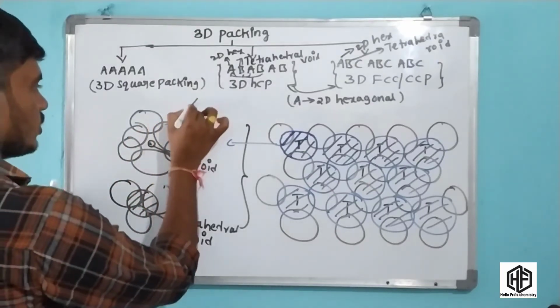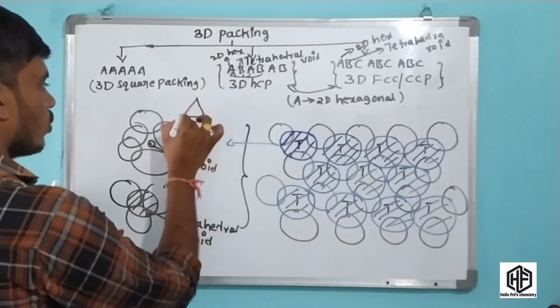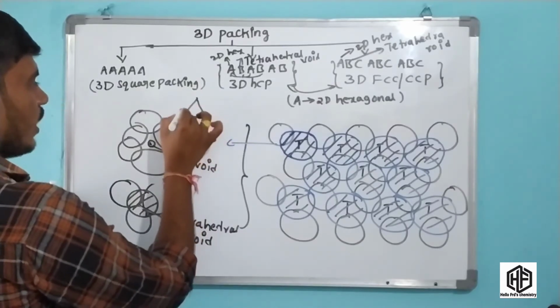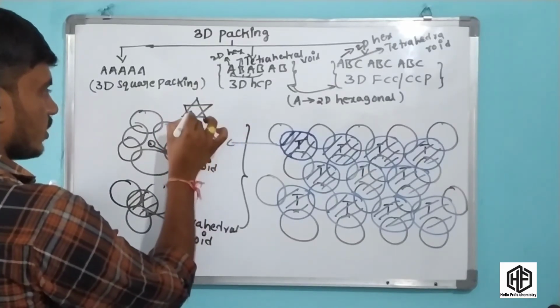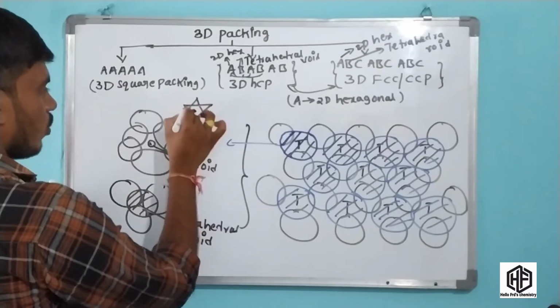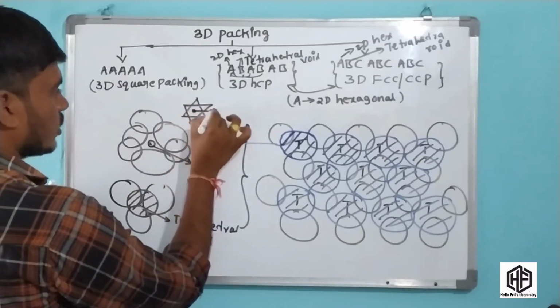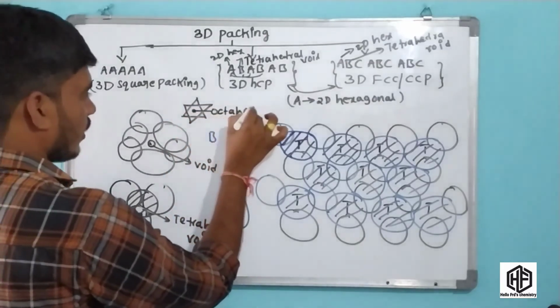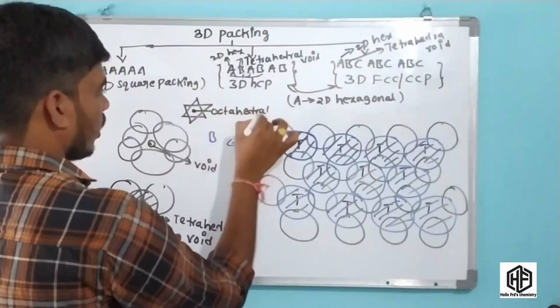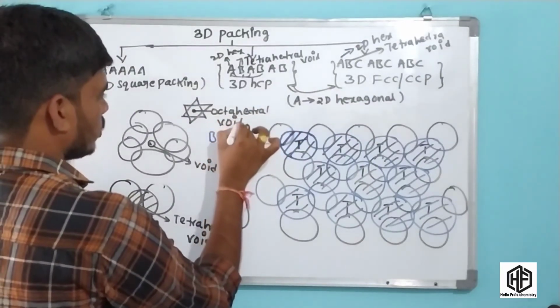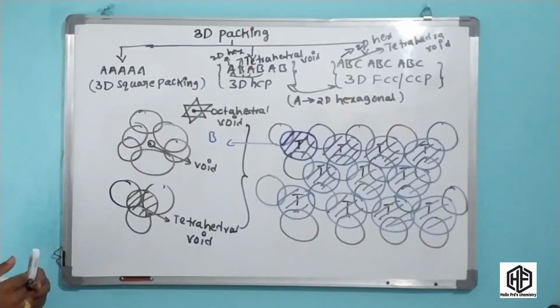I represent this as a triangle. For example, 1, 2, 3, these are 3 atoms. Above these 3 atoms, another 3 atoms are present like this. This is above the 3 atoms. This point is called the octahedral void. Okay friends, this point is called the octahedral void.